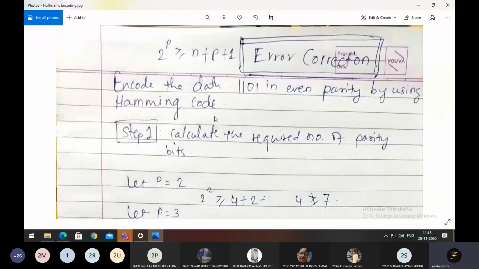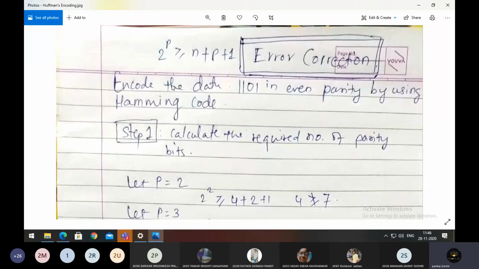Now, by looking at this particular question, you can understand that this data is in odd parity because it contains an odd number of ones. And now we need to convert that information into even parity, right? We can understand one more thing here: the receiver is expecting the data in even parity. And so we are supposed to encode this data to even parity.